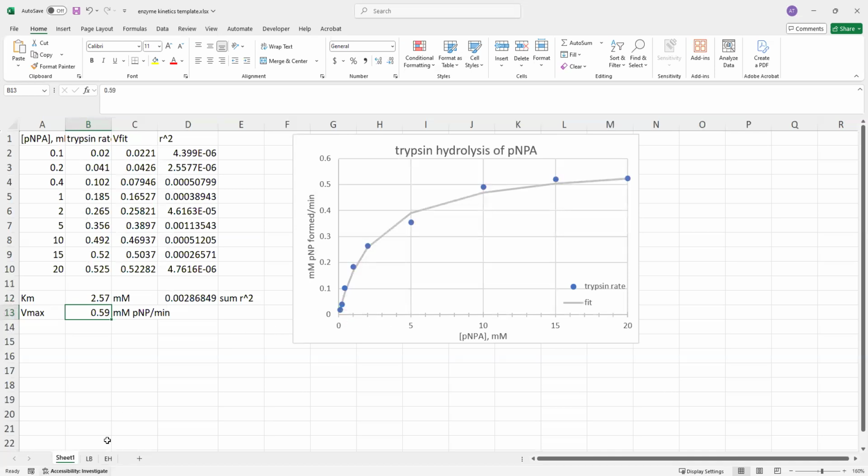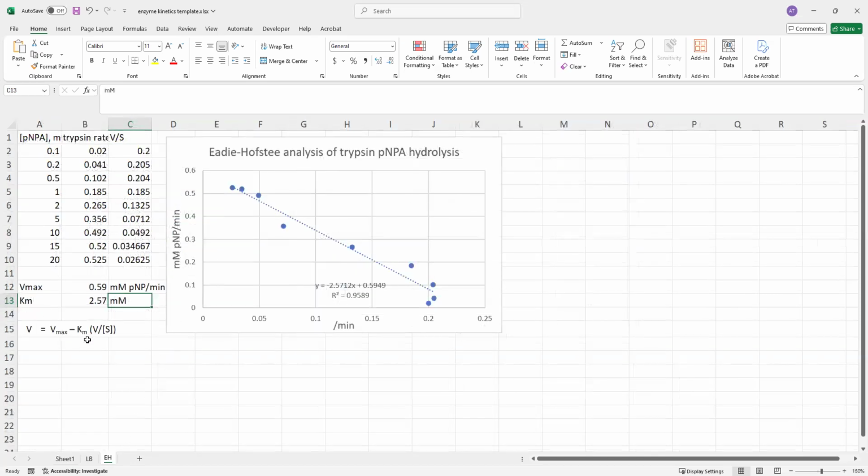So the Eadie-Hofstee also provides a linear curve. It's really easy to read because the Km is the slope and the Vmax is the y-intercept. And it doesn't have the same kind of amplification of errors that we observe with the Lineweaver-Burk. However, it is less popular because it was developed later.